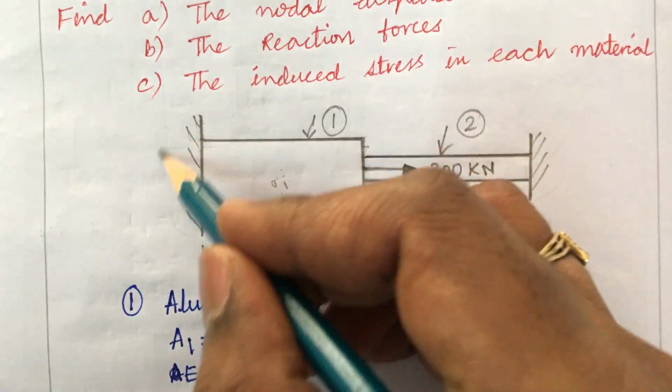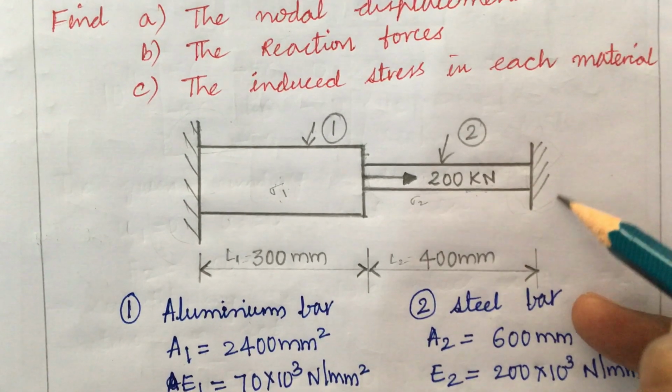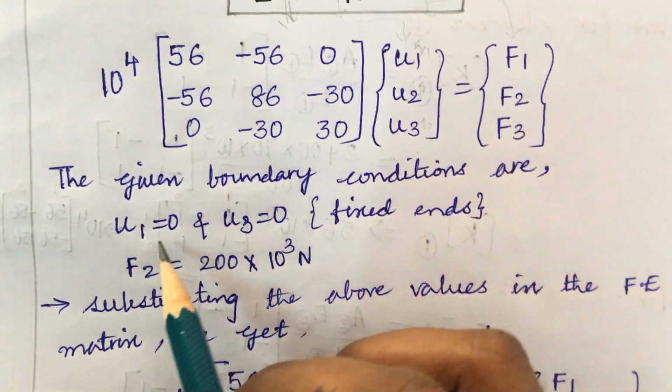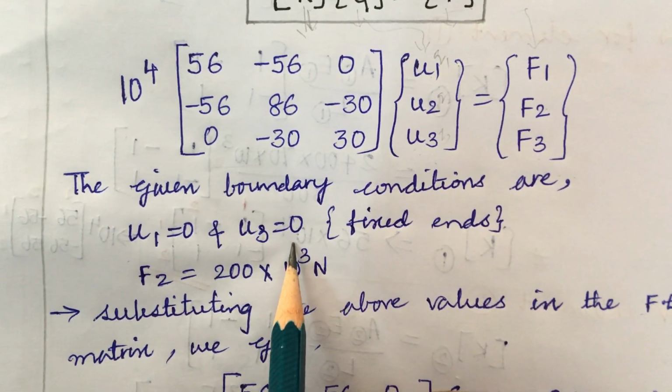Now if you see here, node 1 is fixed and node 3 is fixed. As node 1 and node 3 are fixed, the displacements are equal to 0. U1, U3 equals 0.